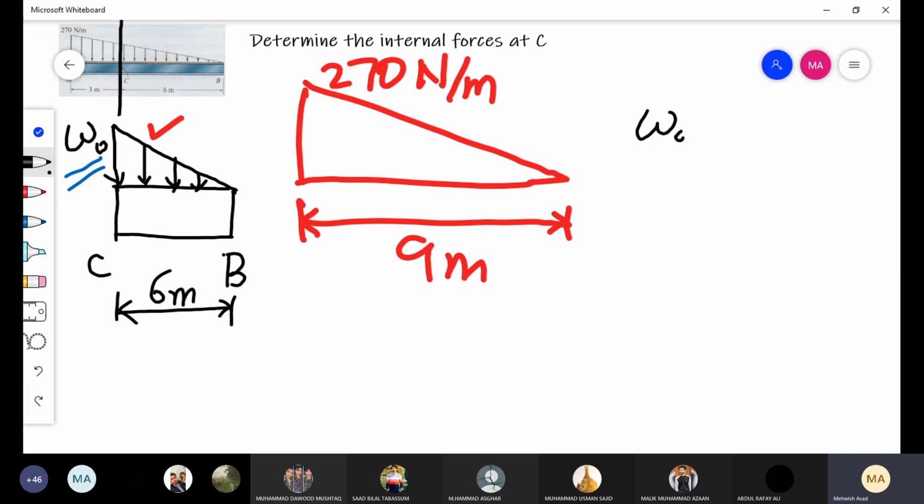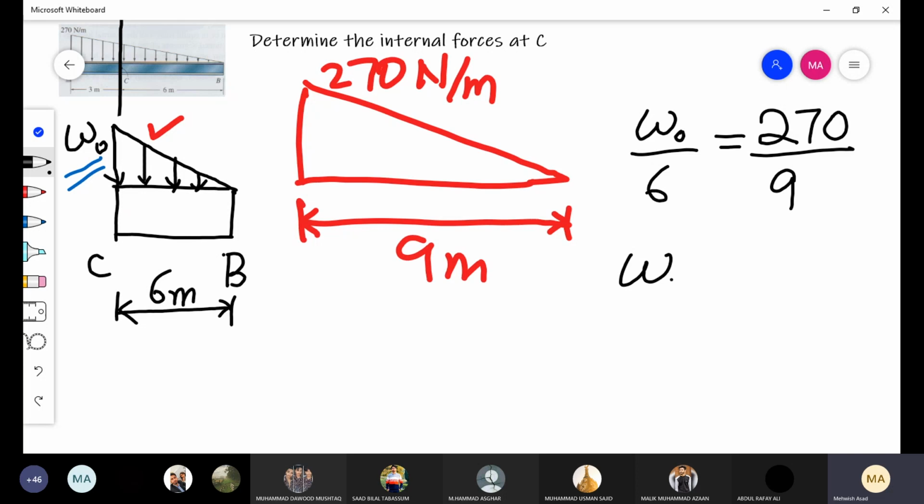So W naught divided by 6, it is numerically equivalent to 270 divided by 9. So from here you can find out the magnitude of W naught, and W naught is the intensity of UVL at point C. This is 180 Newton per meter.